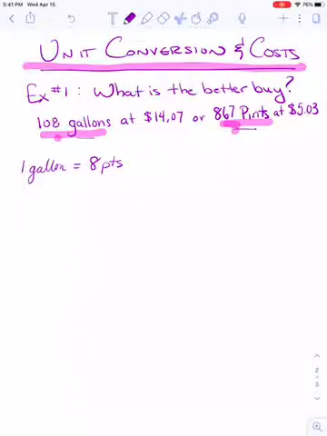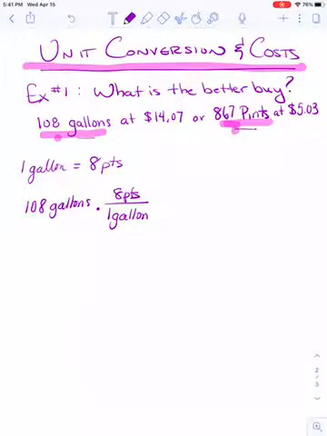And if you don't know this, you can look up Mr. Gallon Man on the computer, or there's a whole bunch of different things that go over the English system of measurement. So the first thing I'm going to do is take 108 gallons. You can probably hear my dog in the background, tippy tap. 1 gallon, there's 8 pints.